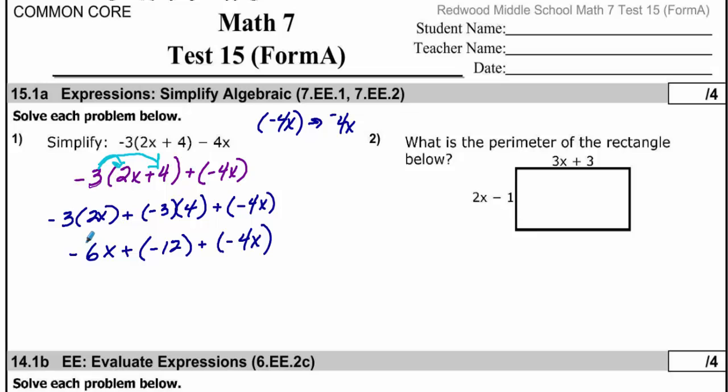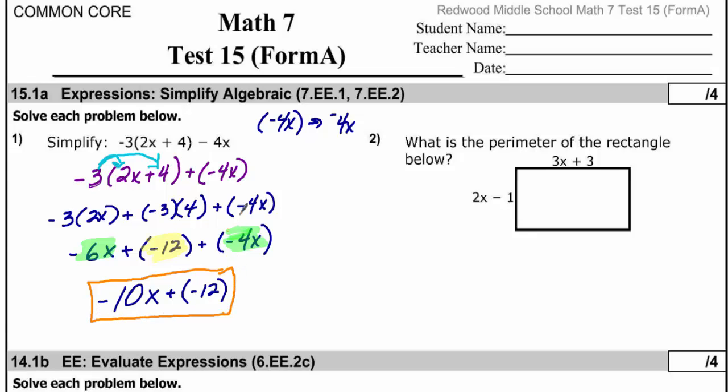And what I look for are things that are the same terms. So these are x's. These are 12 negative 1s. And these are x's. And so the things that I can put together in this case are the x's. 6 negative x's plus 4 negative x's would be negative 10x plus my negative 12. That is my final answer, and I cannot simplify that any further.